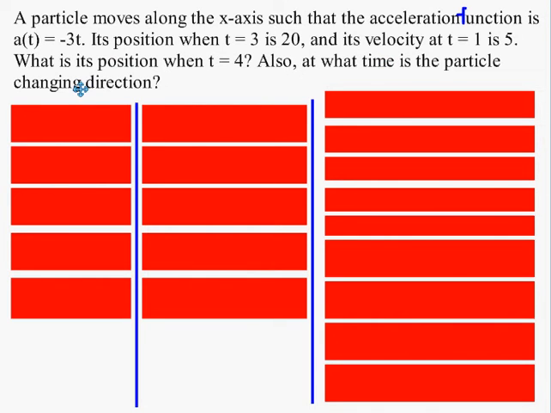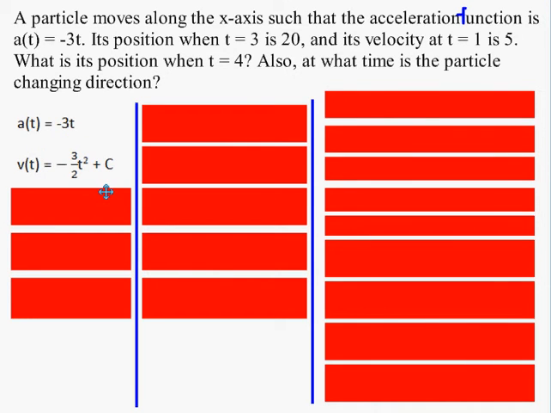In order to get the position function, we first need to find the velocity function. Once we know velocity, we can integrate to find the position function. So that's what we're going to work through here. Here's our acceleration function. We're going to integrate to get to the velocity function, which is -3/2 t squared plus c. We need to find this value of c. So what we're going to do is look at this part. Its velocity at t equals 1 is 5. So we're going to put 1 in for t, and our velocity will be 5.